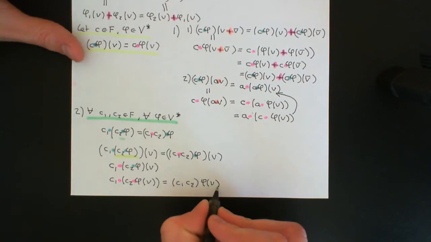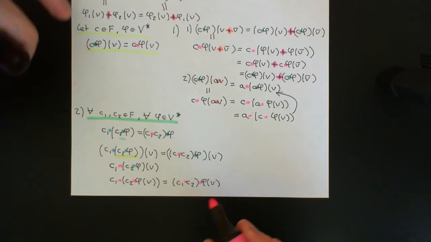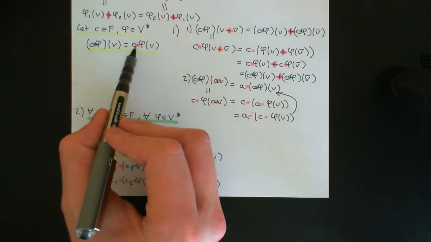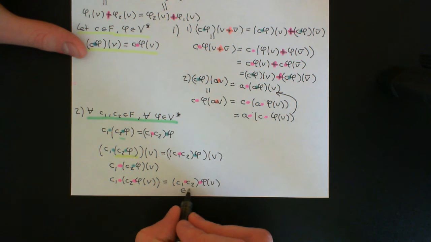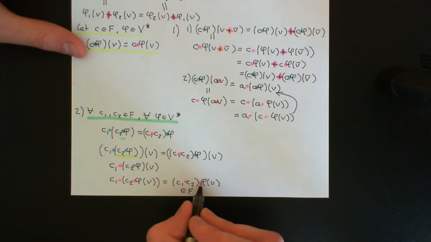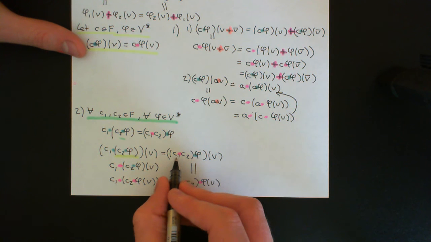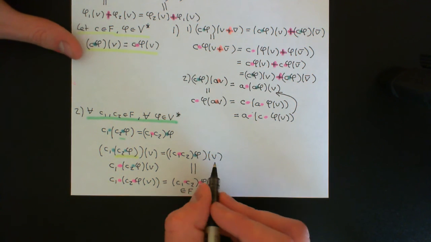Okay, so we'll end up with this, where the symbols again here are just pink. And now what we can do is apply the definition in reverse again. So this definition here, we'll apply it in reverse. We've got C1 multiplied by C2. That's just some element of the field. So whatever this is, it's just some element of the field. We've got that scalar multiplying phi of V. That's just the definition of C1 multiplied by C2 in the field, scalar multiplying phi acting on V.